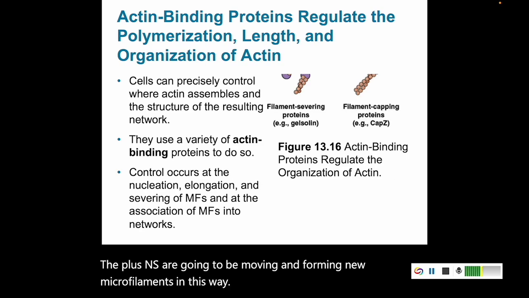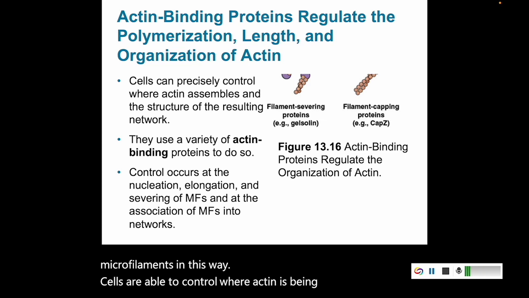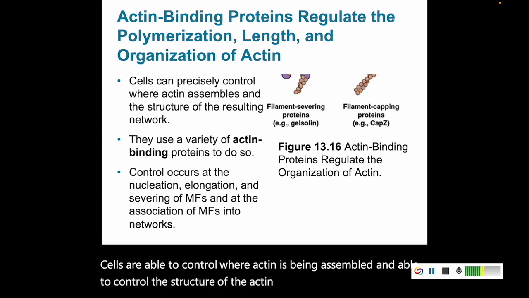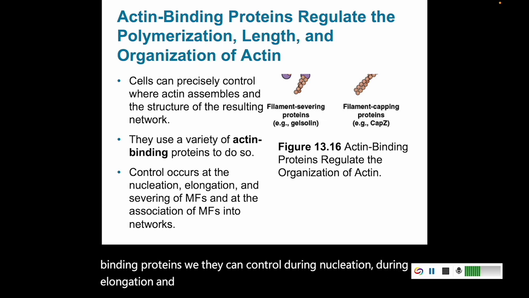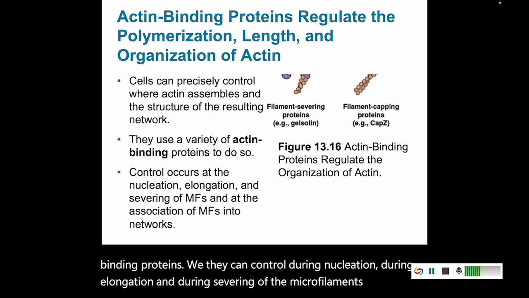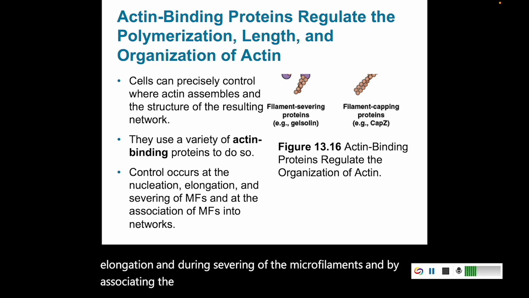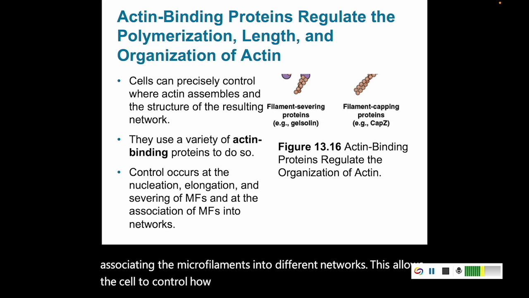Cells are able to control where actin is being assembled and able to control the structure of the actin network using different actin binding proteins. They can control during nucleation, during elongation, and during severing of the microfilaments, and by associating the microfilaments into different networks. This allows a cell to control how actin is being polymerized, how long it is, and how organized or branched it is.